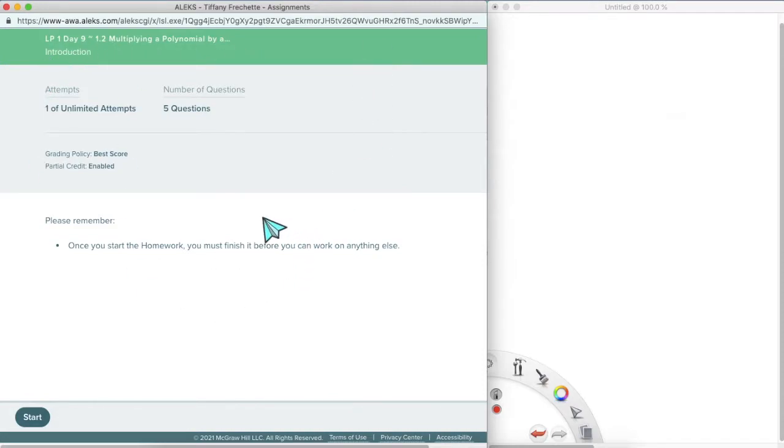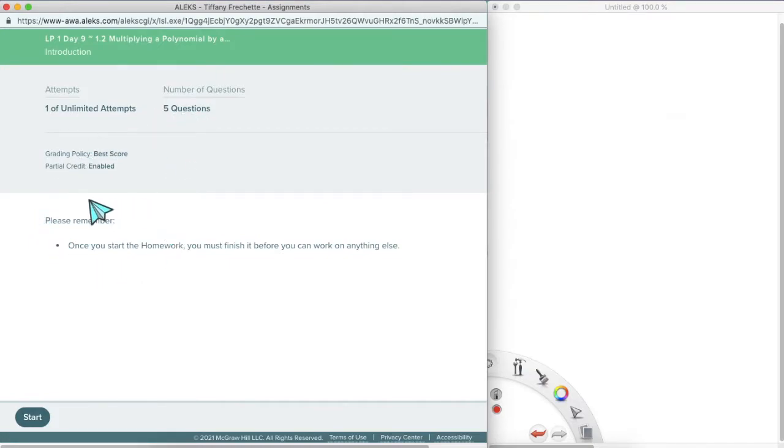Once you click on one of your homework assignments, you will see a due date on here. I don't see that because this is the teacher preview, so it doesn't show me a due date. You have unlimited attempts. So you can come in and take these assignments as many times as you would like. This particular assignment has 5 questions. You get the best grade possible. So whichever attempt has the best grade is the one that you get to receive. And partial credit means if you do 1 of 5 questions, you get credit for that 1 question.